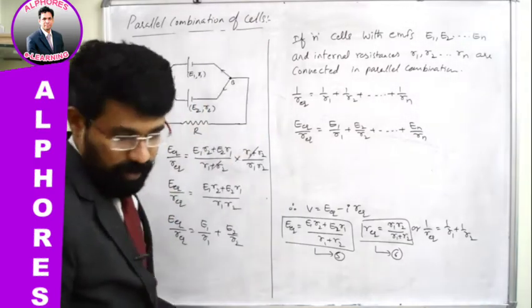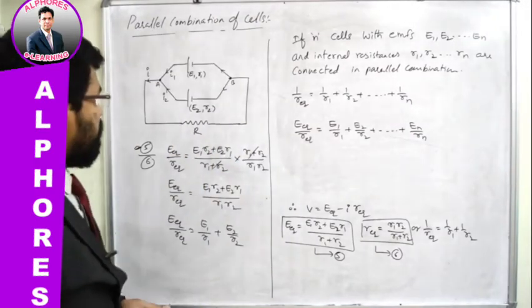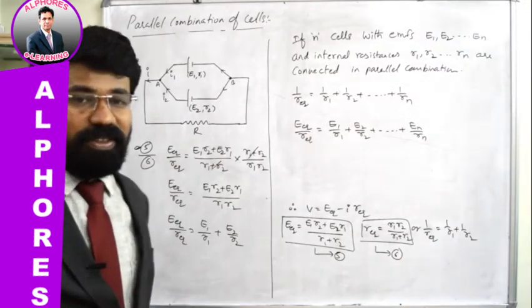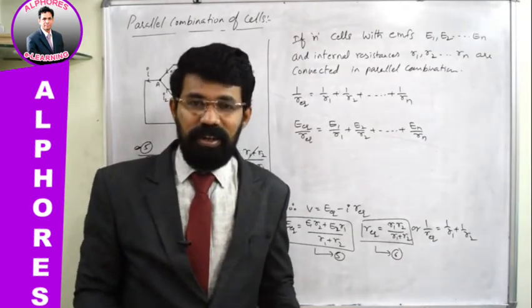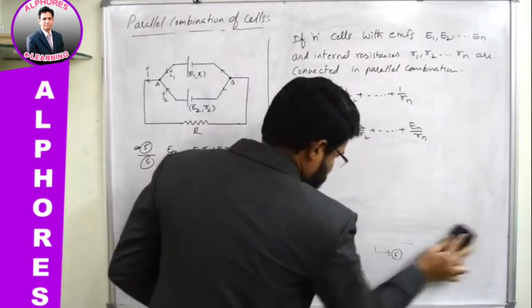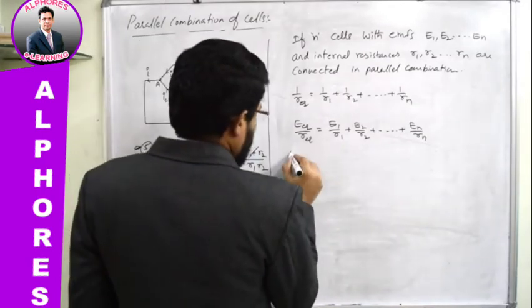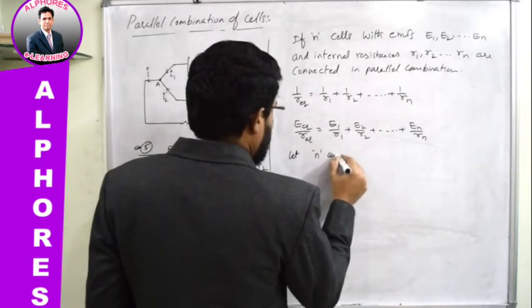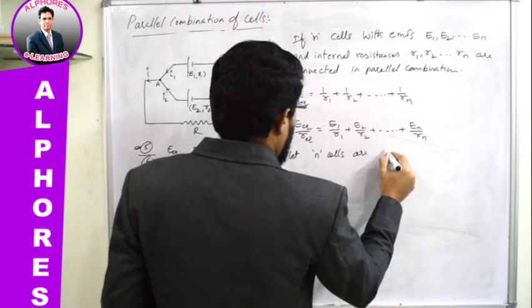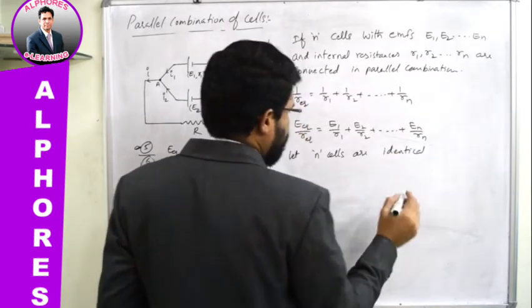Okay. Now, let me assume that identical cells are connected in parallel combination. Identical cells in the sense all the cells will have the same EMF and the same internal resistance. That is the case I am talking about. So, let me wipe it. Now, see here, let n cells be identical. Identical in the sense what? Same EMF and same internal resistance.